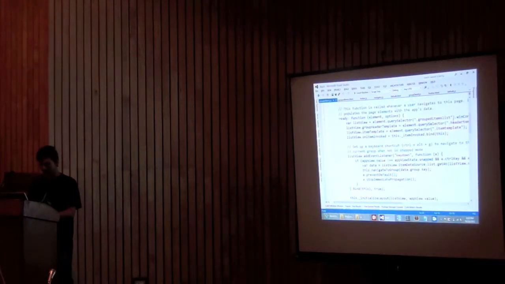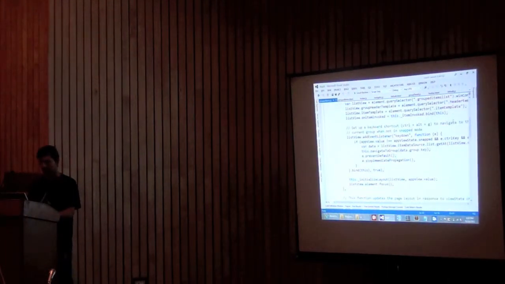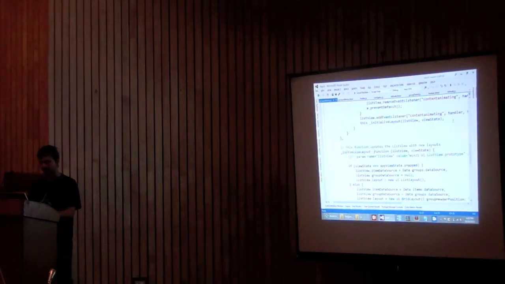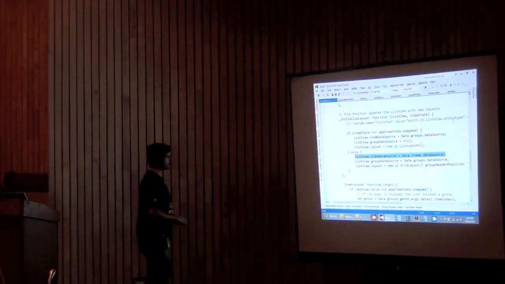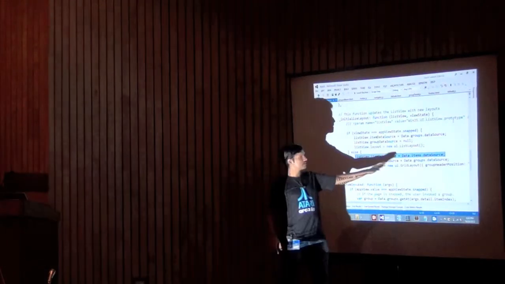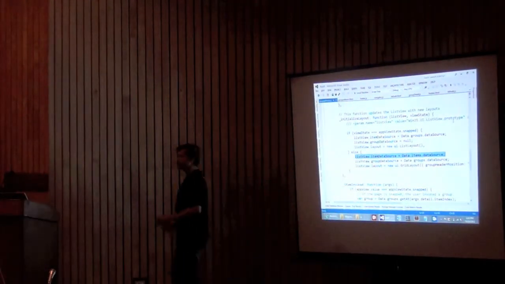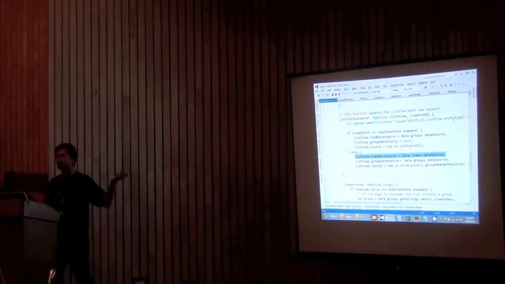And then eventually somewhere you should see a data binding happening. I think it's in initializeLayout. So here there is the code for doing the data binding, right? Here we say that listView.itemDataSource is data.items.dataSource. Now what is that? That is basically my data, right? That's what is getting bound.